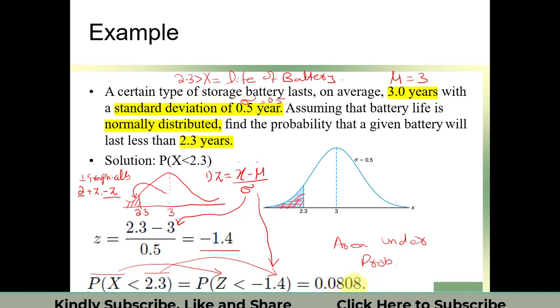Now we will study the interpretation. How will we interpret it? We will say that there is only an 8.08% chance or probability that a battery of this company, having mean value 3 and standard deviation equal to 0.5, will last less than 2.3 years.